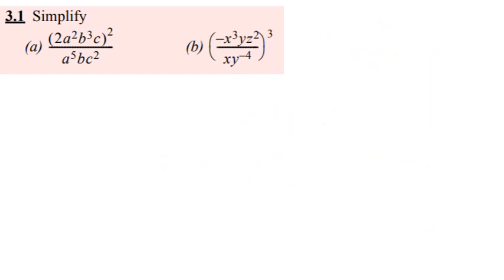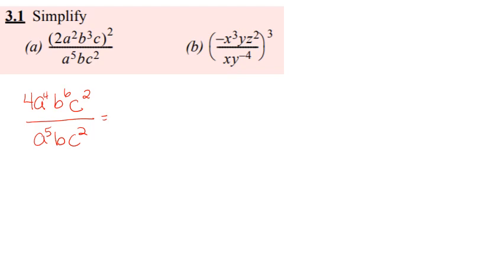Okay, you can try the 2 examples on your own. So the numerator for the first one will be 2 squared, which is 4. A to the 4th, 2 times 2 is 4. B to the 6th, 3 times 2 is 6. And c squared because 1 times 2 is 2. The denominator stays the same.